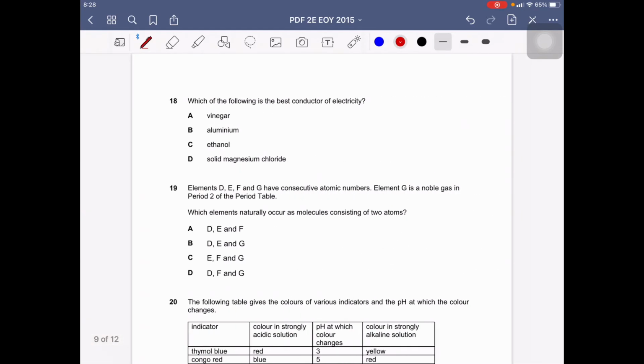Next, number 18. Which of the following is the best conductor of electricity? Best conductor of electricity, I'll be thinking of metal. So, of course, my answer will be aluminium. Okay, 19.